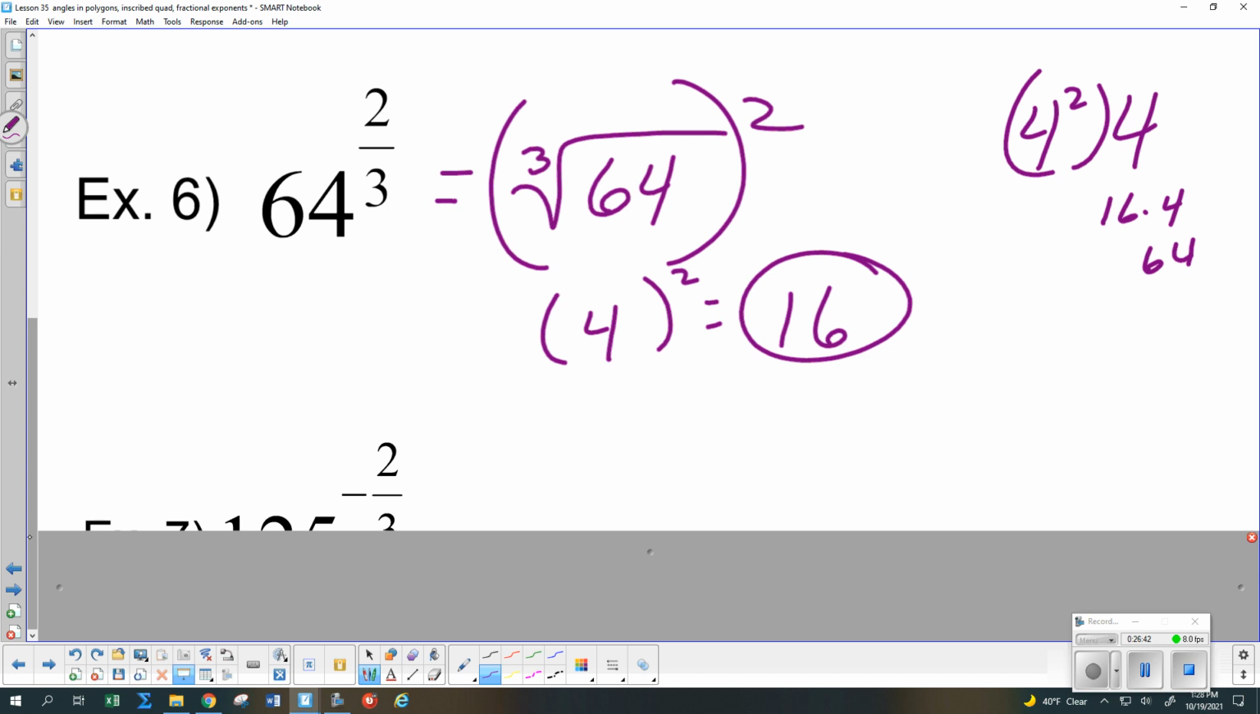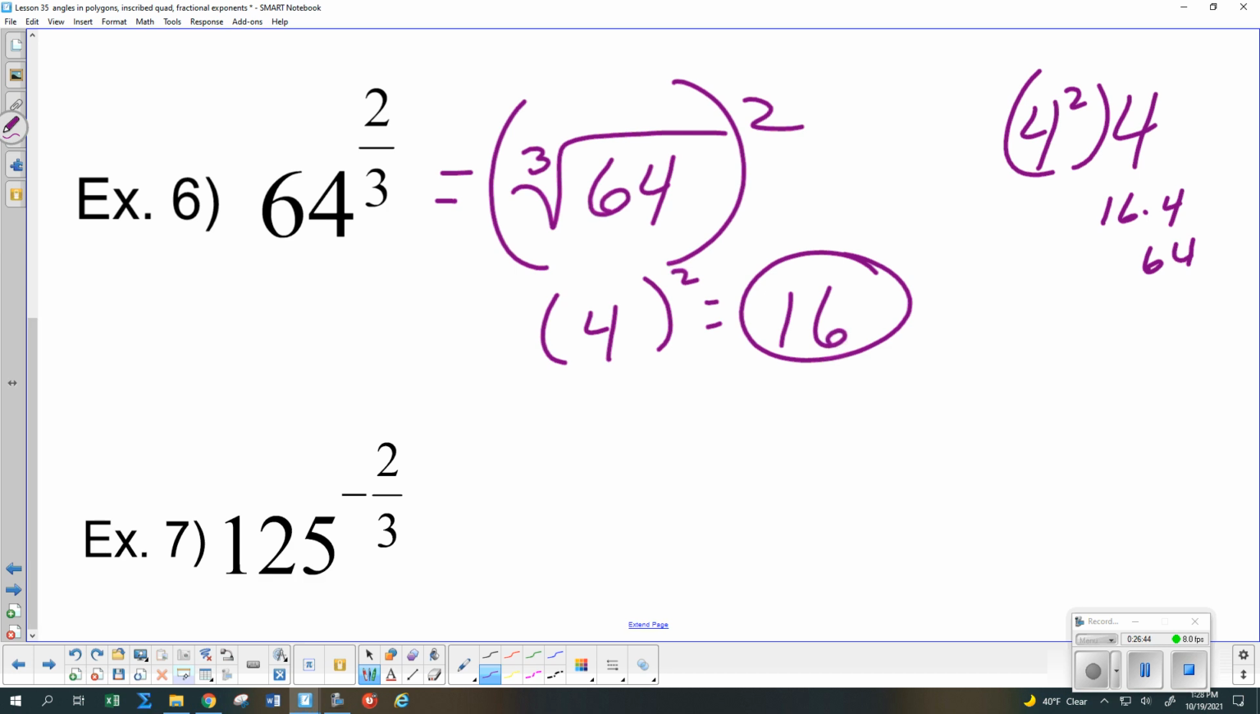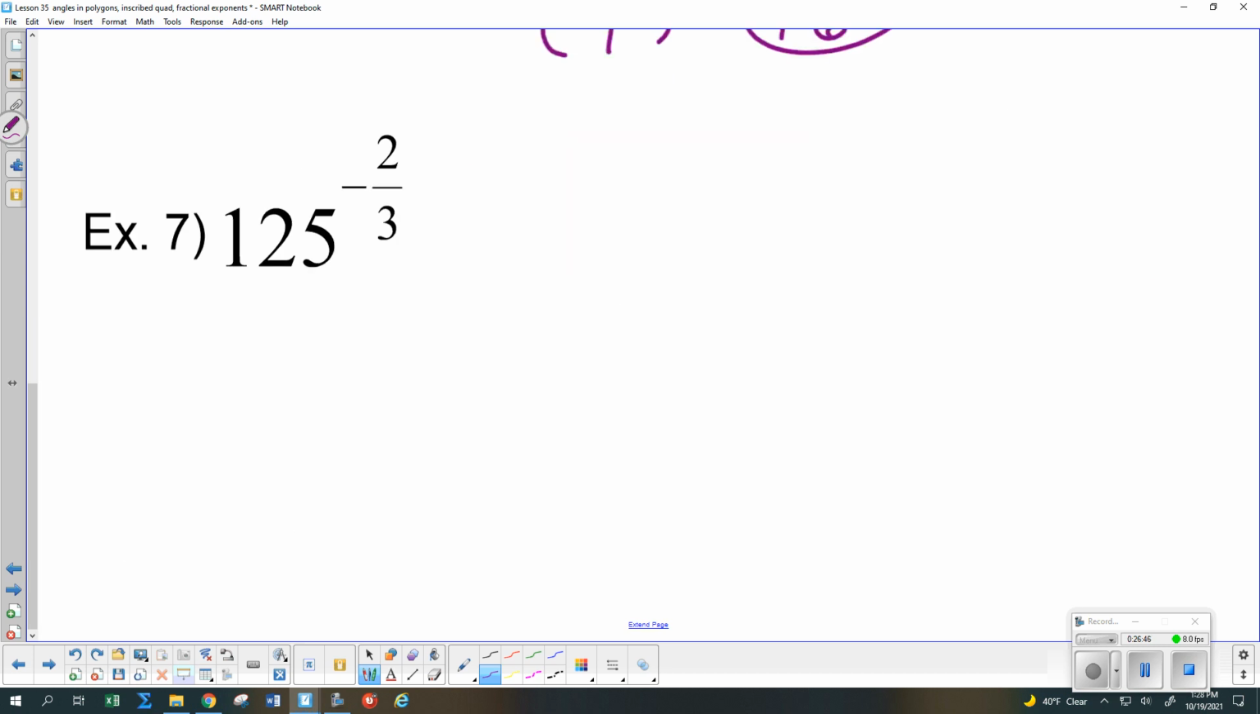And last one. So I've got a negative in there again. Negative exponents still mean go between numerator and denominator. So that means put the 125 in the denominator with a positive exponent. So 1 over 125 to the 2/3. Does that mean I take the square root and cube it, or the cube root and square it? What am I having to do in this case?